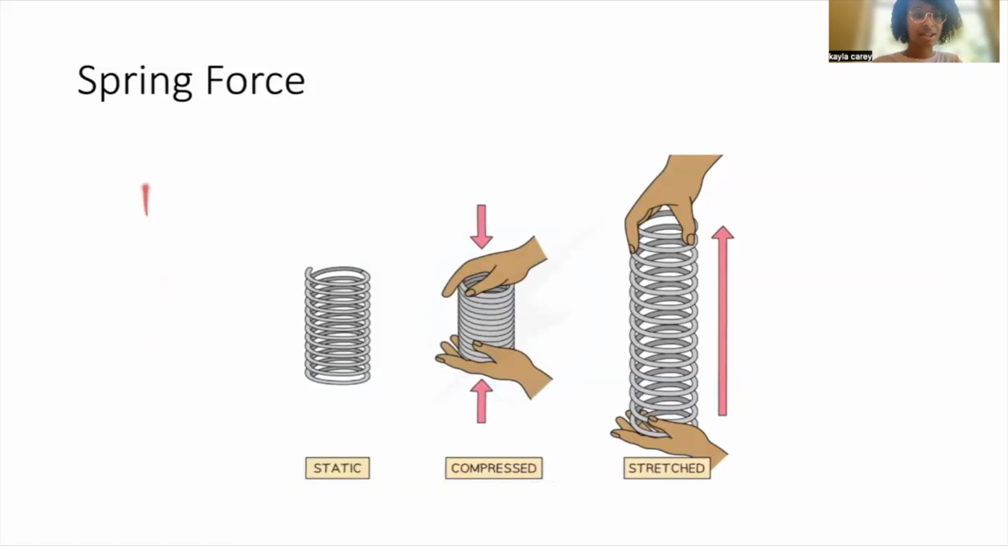Another type of force is the force that is created from a spring. Think of a slinky. If you don't do anything, the slinky just lies there. But if you press on the slinky, it compresses and gets smaller. And if you stretch it, it gets larger. By stretching the spring, you're basically giving the spring potential energy. So when you release the slinky, the energy is released.